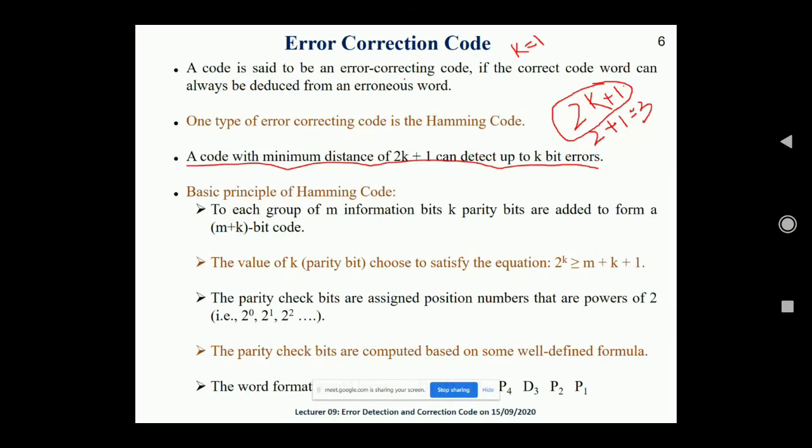So now what is an error correction code? A code is said to be an error correcting code. This part is important. A code is error correcting if the correct code word can always be deduced from an erroneous word. Obviously, this is the general term. Suppose something is wrong, and you identify that wrong position, and you can correctly replace it so that the position is correct instead of wrong.